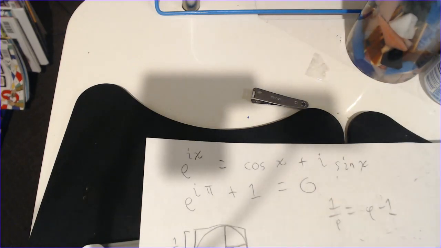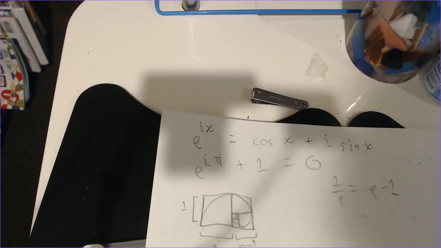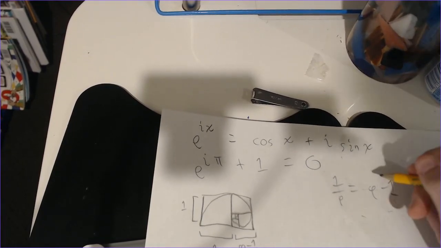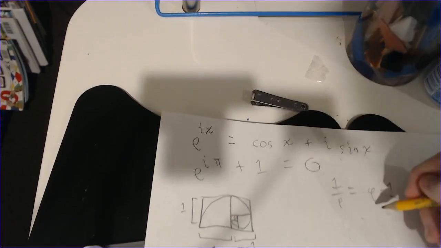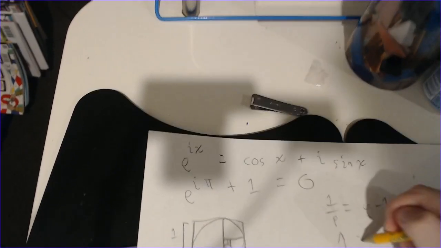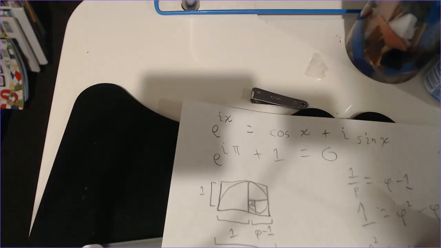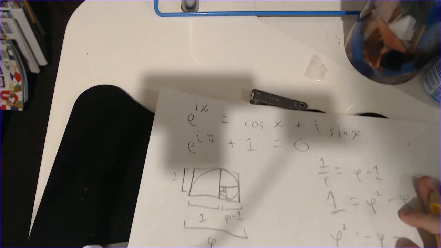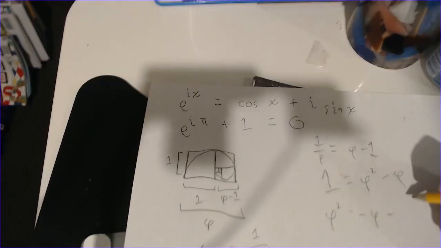So I think if you do a little bit of algebraic rearranging, you'll get that. Well, actually, no, you're just multiplying by phi here. So 1 equals phi squared minus phi, which means phi squared minus phi minus 1 equals 0.